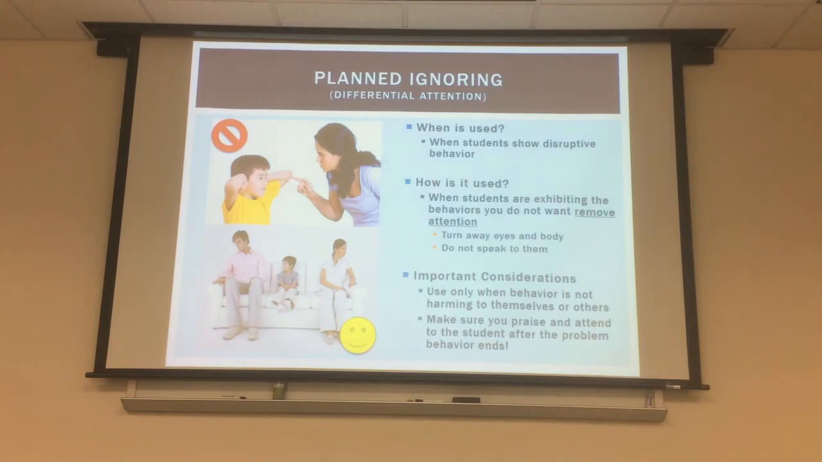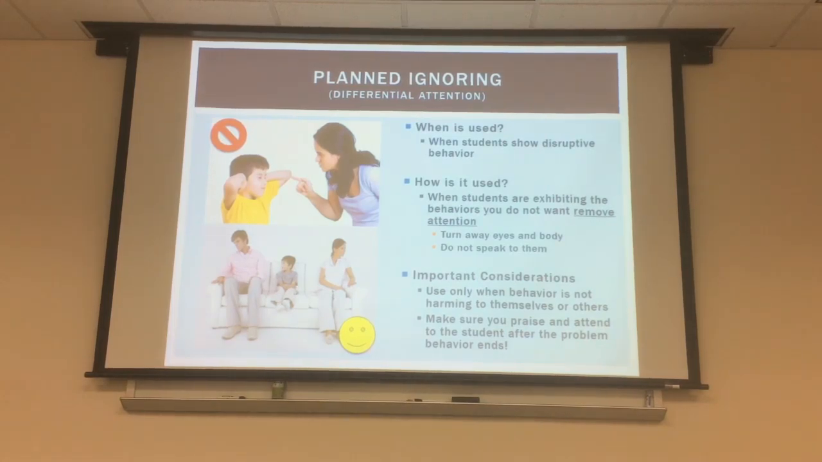Some important considerations are that the behavior is not harmful to themselves or others, which really, when you're ignoring somebody, I don't see that it could be particularly harmful. And you make sure you praise the student after the problem behavior ends, and that's very important, because if you ignore them and they understand that you're ignoring them, when they stop tantruming, you say, great job for being a nice boy or a nice girl, and acting appropriately.